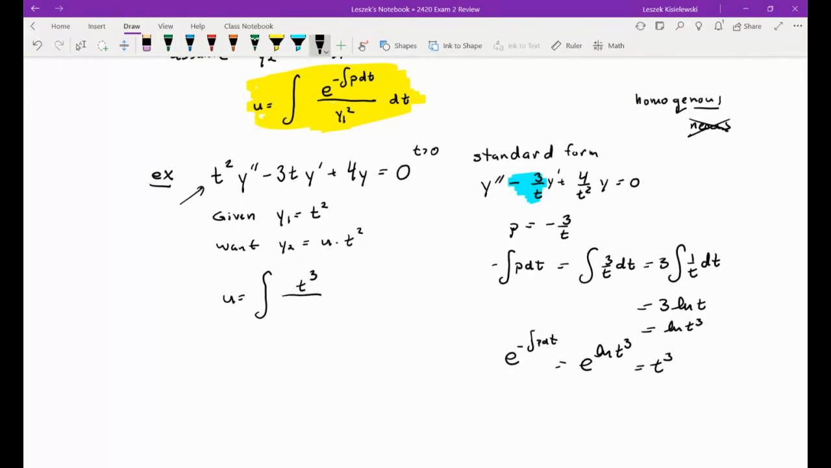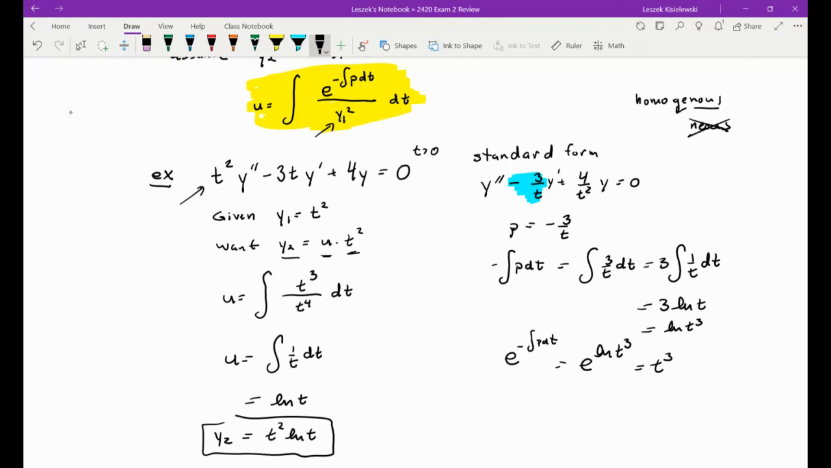The denominator is simply the first function squared, so y1 squared in the denominator. y1 is t squared, so it's t to the 4. So you get log of t. There you go. So y2 is this function that we found according to our formula times t squared. I'll write it as t squared times log t. And if you know Cauchy-Euler equations, you might have known that. The two negatives did cancel out. I apologize. According to the formula there's a minus, but p of t was negative 3 over t, so those did indeed cancel out.